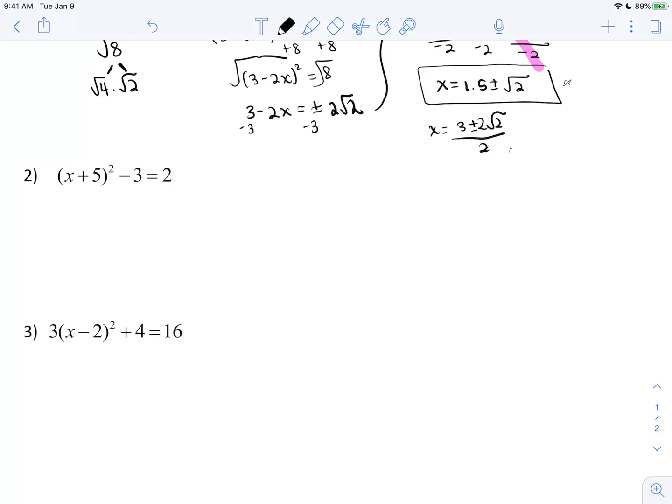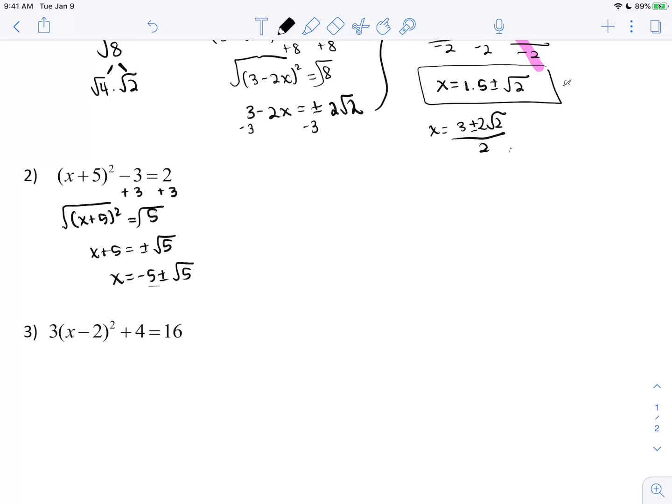So again, we want just the parentheses or just the squared part by itself. So I'm going to add 3 to both sides, okay, and I get x plus 5 squared equals 5. So now I've gotten just the part that's squared on one side, the 5 on the other. We square root both sides. So I have x plus 5 equals plus or minus the square root of 5, okay? Subtract 5, so I get x equals negative 5 plus or minus the square root of 5.